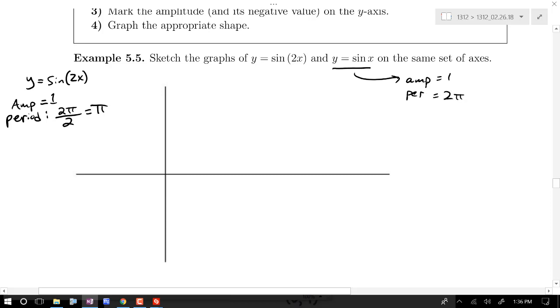Because we're graphing these on the same set of axes, I wanted to mark these out first, get both of them figured out first, because I know that even though the period of sine 2x is pi, I've got to go all the way up to 2 pi in order to accommodate the graph of y equals sine x.